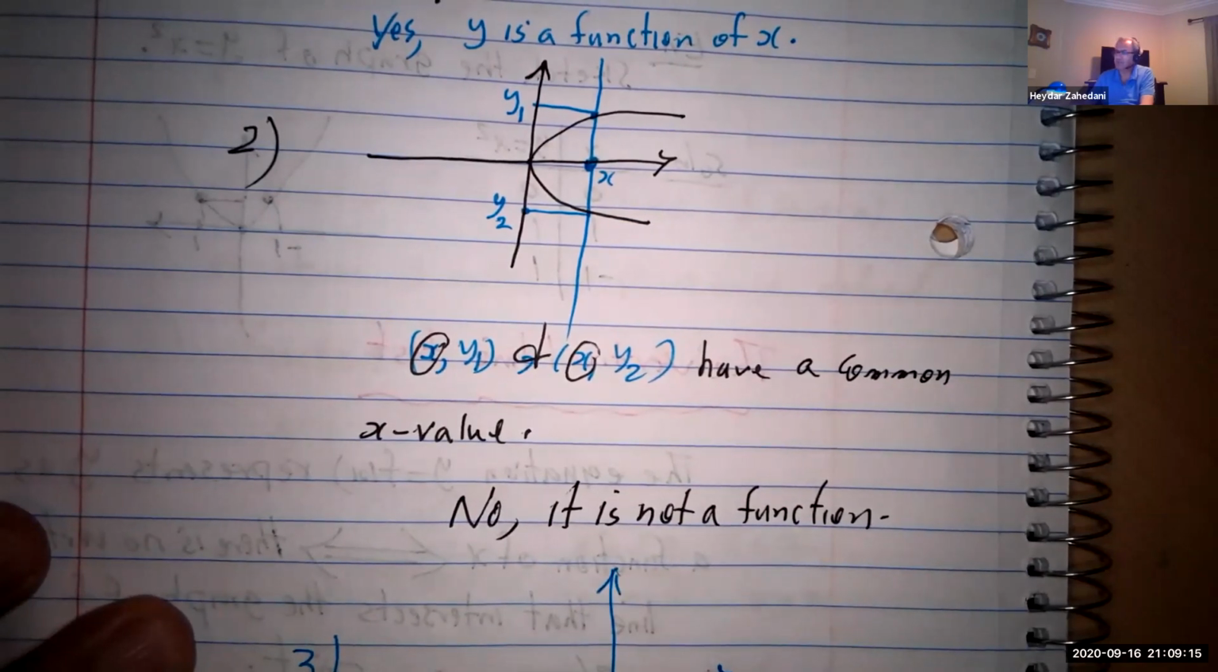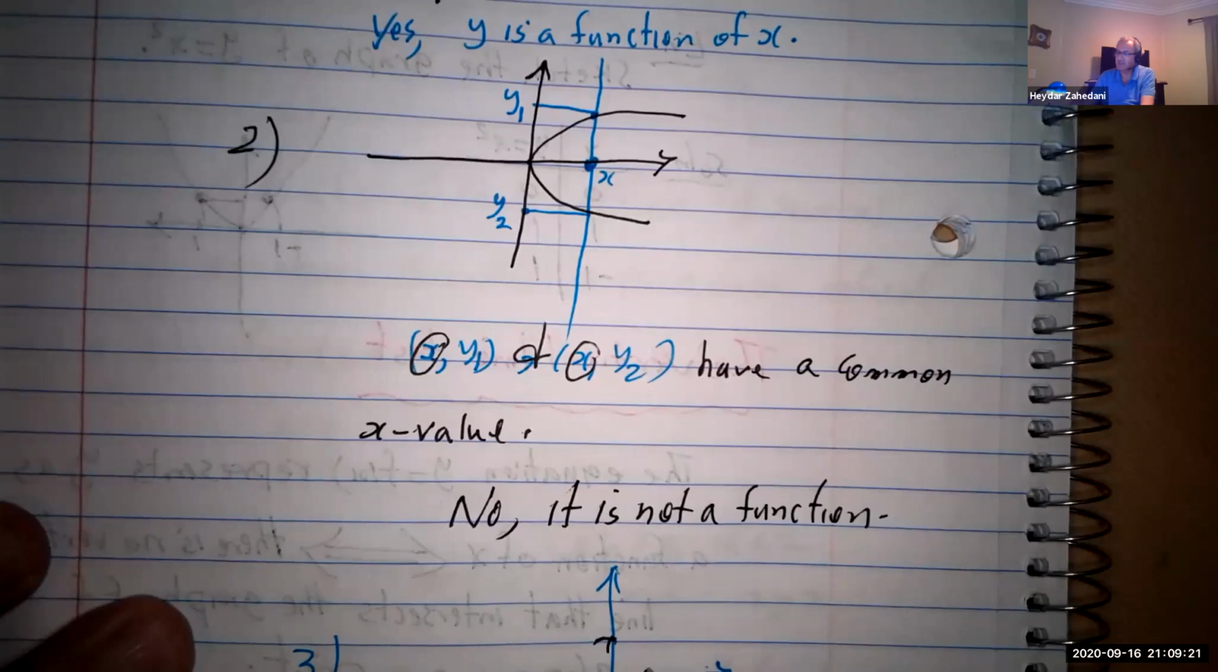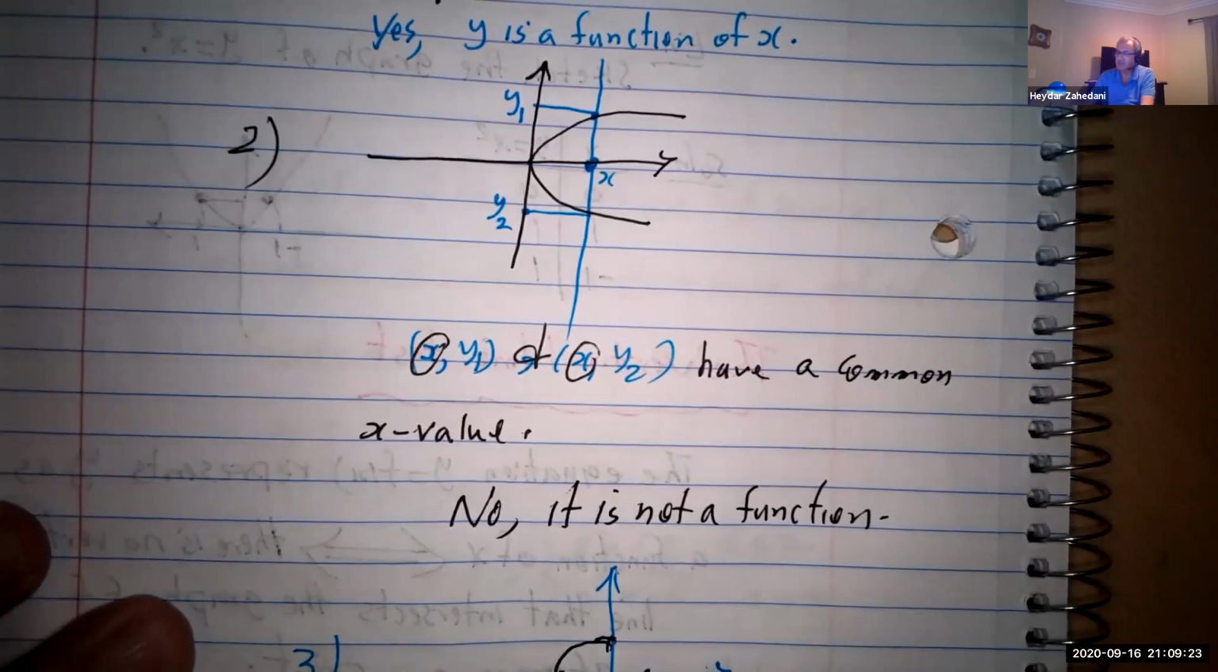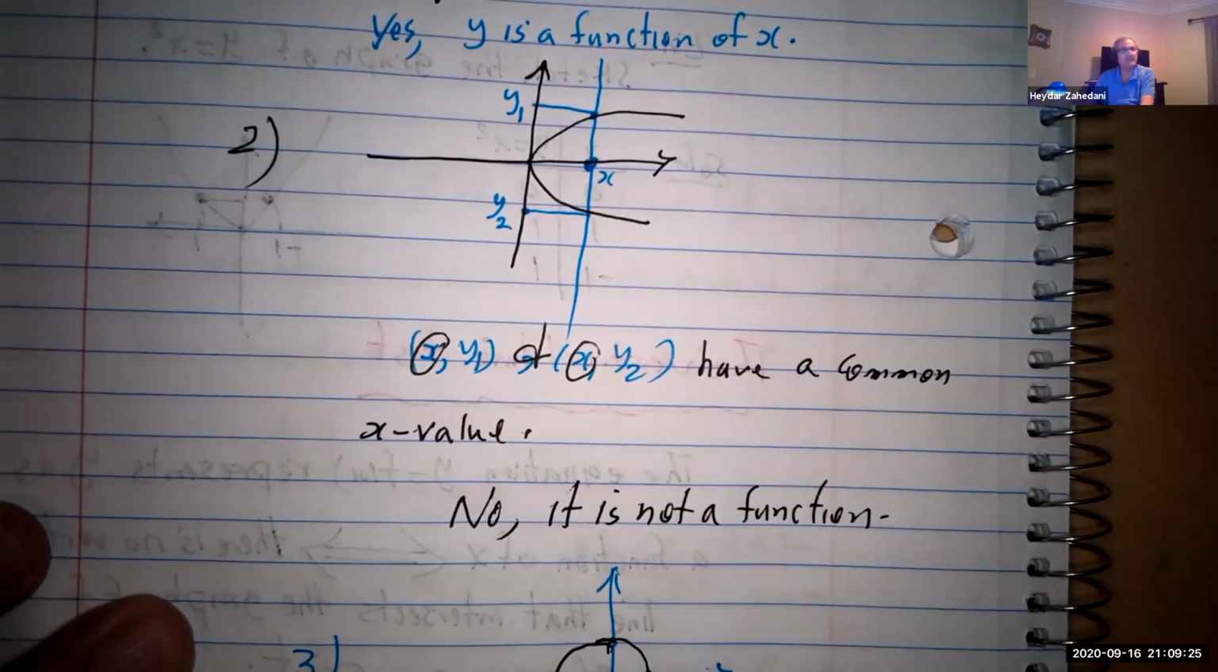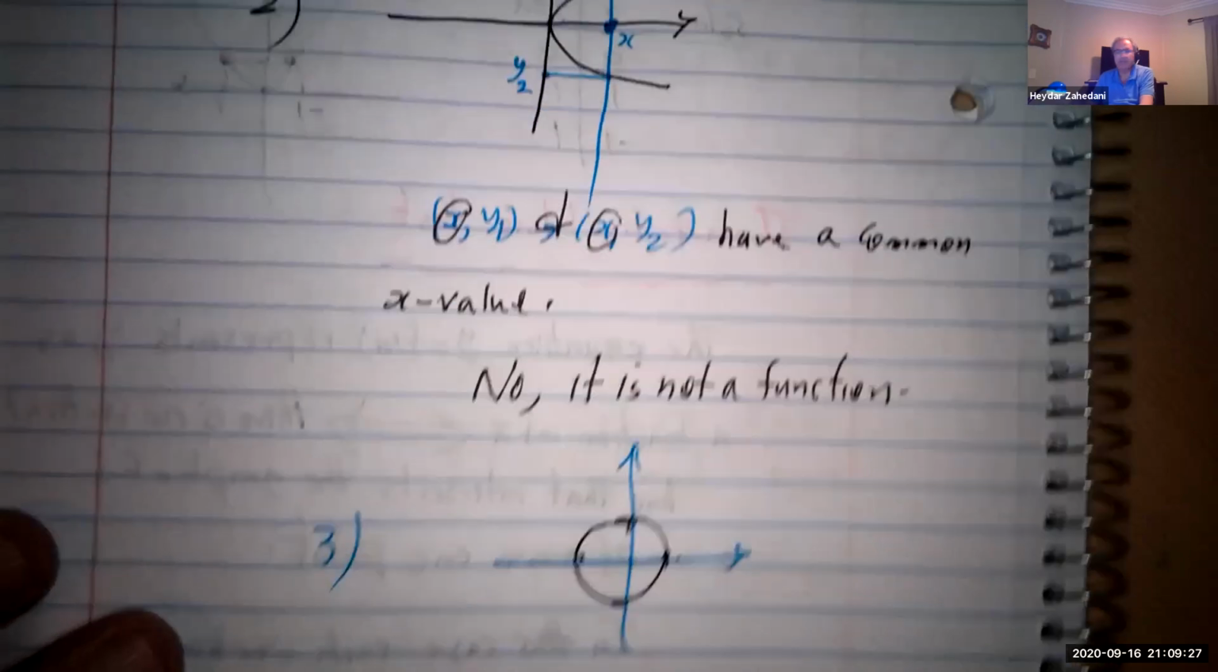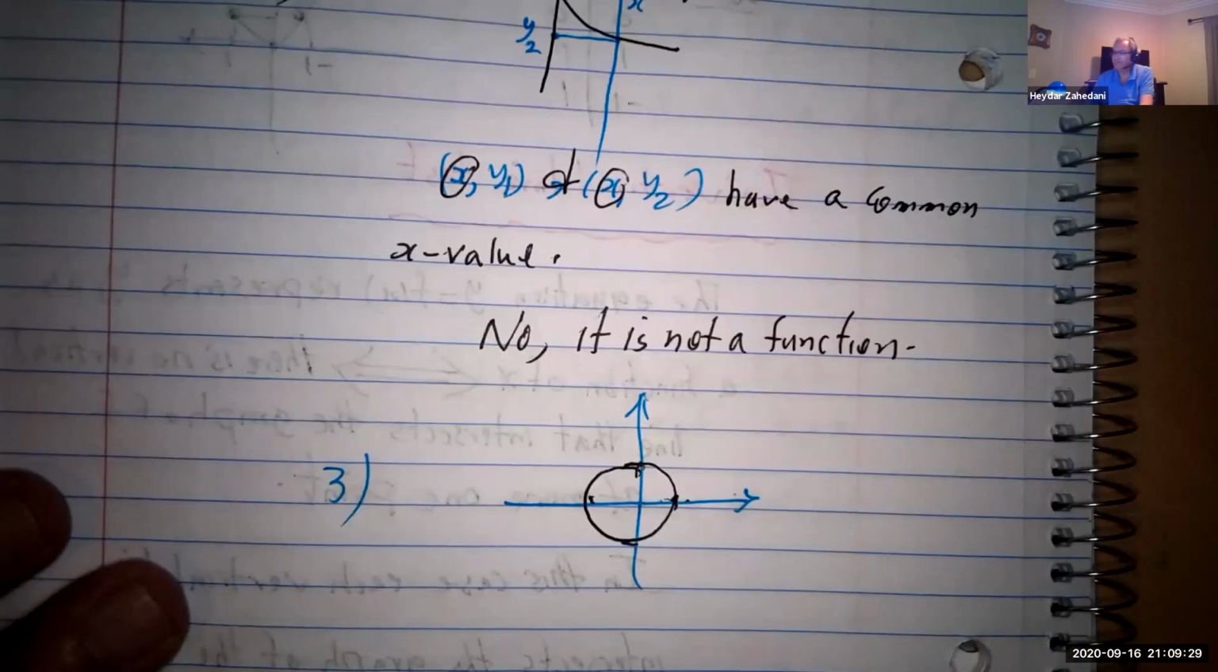You see, if you get a circle, this is going to be the circle. This is a circle. It's very bad. It is a circle. It's not a function.